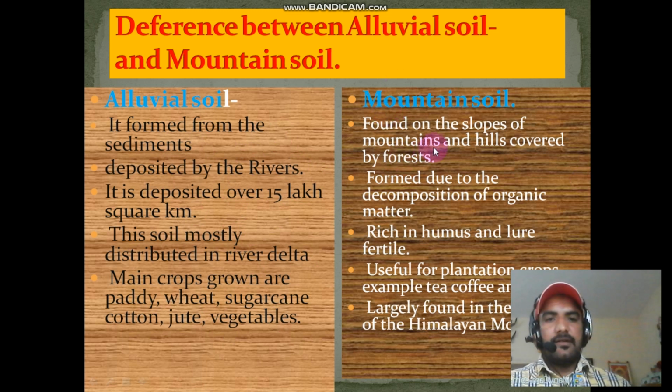Mountain soils are found on the slopes of mountains and hills covered by forest, and formed due to the decomposition of organic materials. It is rich in humus and fertile, and useful for plantation crops, for example tea, coffee and others. It is largely found in the Himalayan foothills and Meghalaya hills. So this is the difference between alluvial soil and mountain soil.